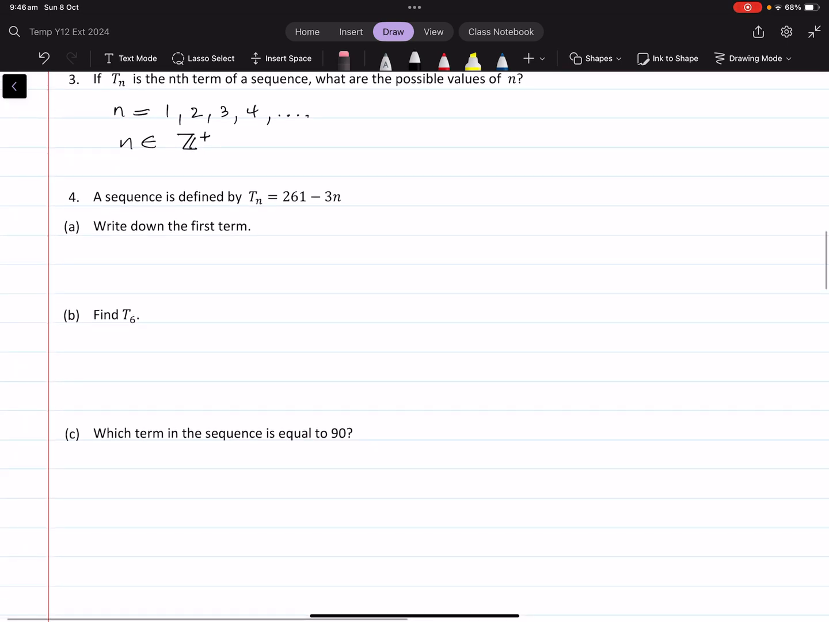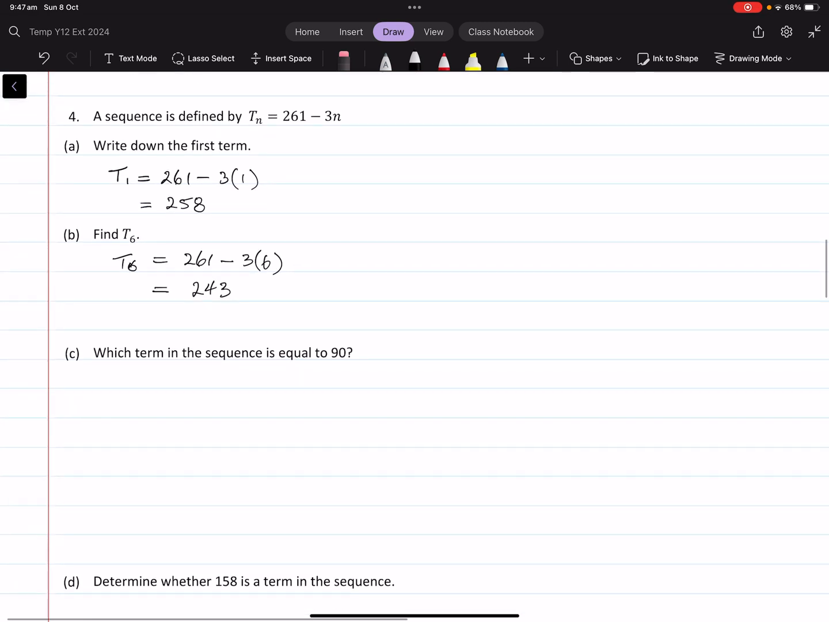Example 4. A sequence is defined by Tn equals 261 minus 3n. Write down the first term. Okay, so we have a formula, so we can put the 1 in. And so it's going to be 261 minus 3 times 1. So that comes out to be 258. So there's our first term. Our sixth term, term 6, is going to be 261 minus 3 times 6. And so if you use that on your calculator, you get 243. So that's our sixth term.